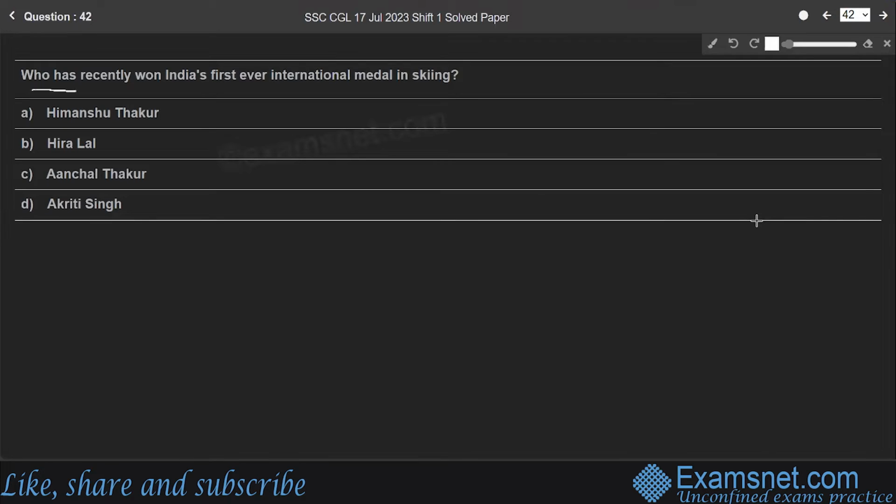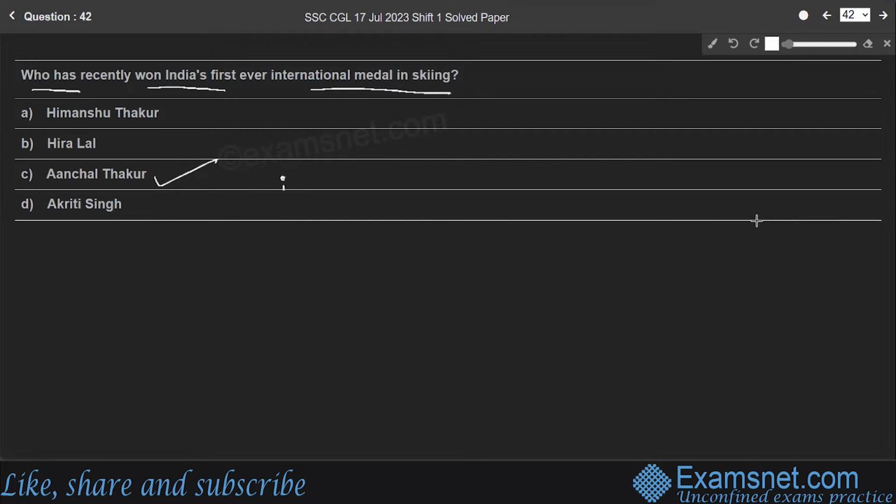Question 42. Who has recently won India's first ever international medal in skiing? Anchal Thakur, option C. Anchal Thakur made history as she won India's first ever international medal in skiing. The 21-year-old Manali resident clinched bronze in the coveted Alpine Edger 3200 Cup. The championship was organized by the Federation Internationale de Ski, skiing's international governing body, in Erzurum, Turkey.